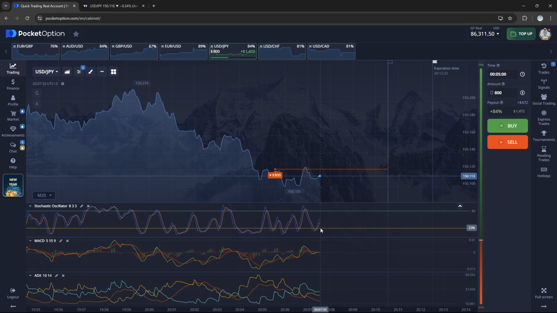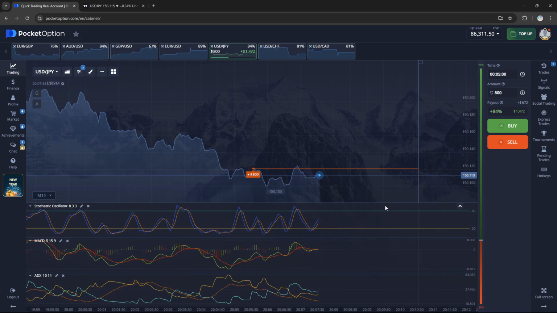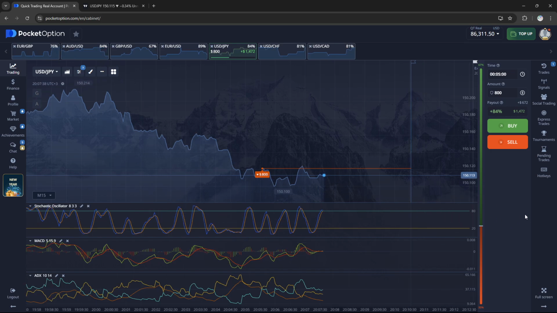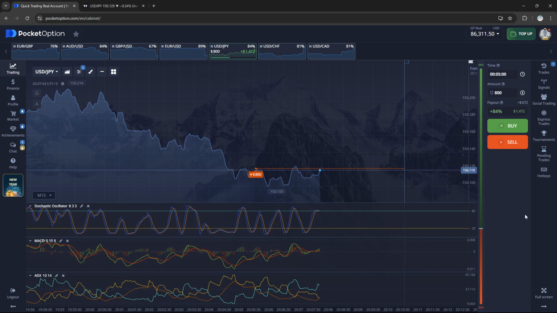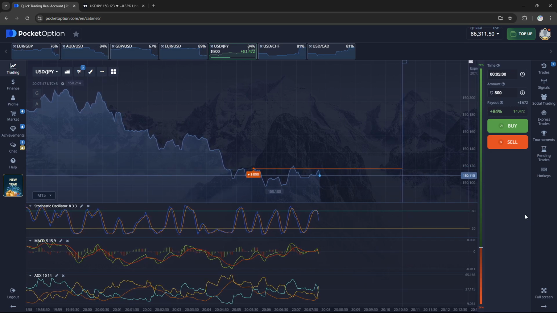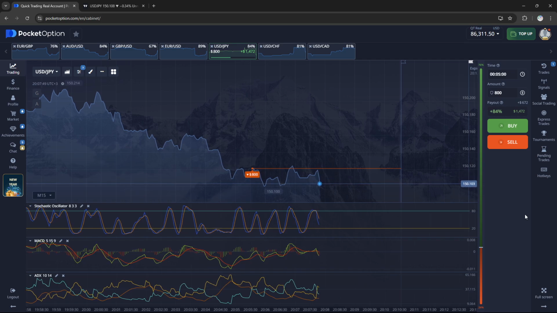In a range-bound market, the stochastic shines. When the price is bouncing between support and resistance, the oscillator gives me excellent entry points. Overbought near resistance? Time to sell. Oversold near support? That's a buying opportunity. It's almost too good in these conditions.